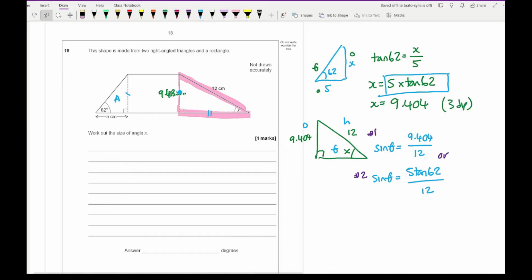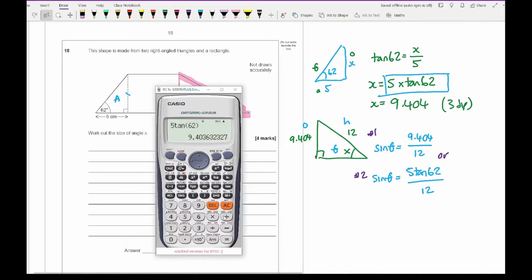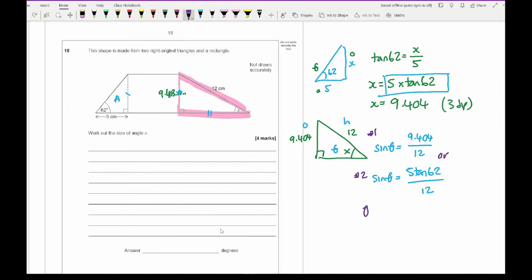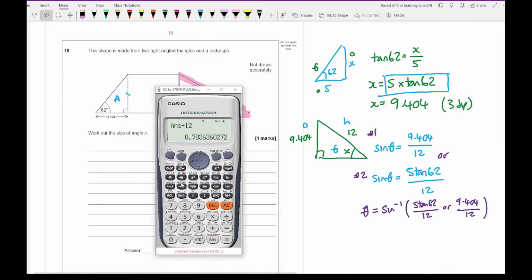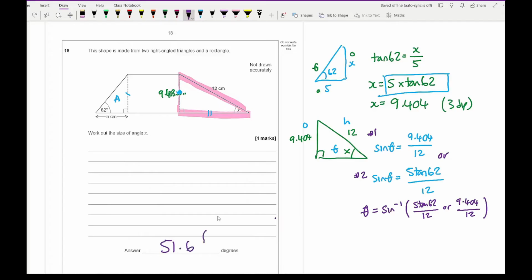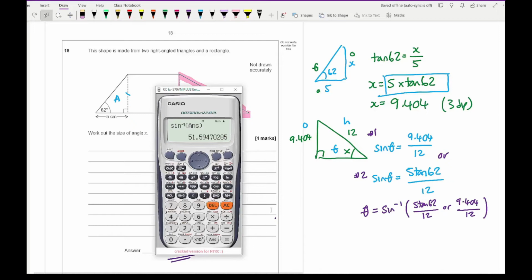So then typing that all into my calculator, I've actually got that number already there. So if I just divide that by 12, I get this number here. And so theta equals the inverse sine of 5 tan 62 over 12, or 9.404 over 12, or anything of that nature. And taking the inverse sine of that number, we get an answer of 51.6. So 51.6, and that's to 1 decimal place. Let's check the rounding of that. Yes, that is what we get.